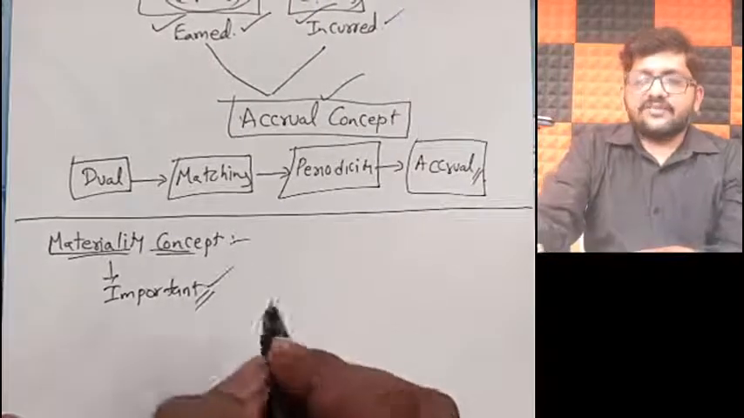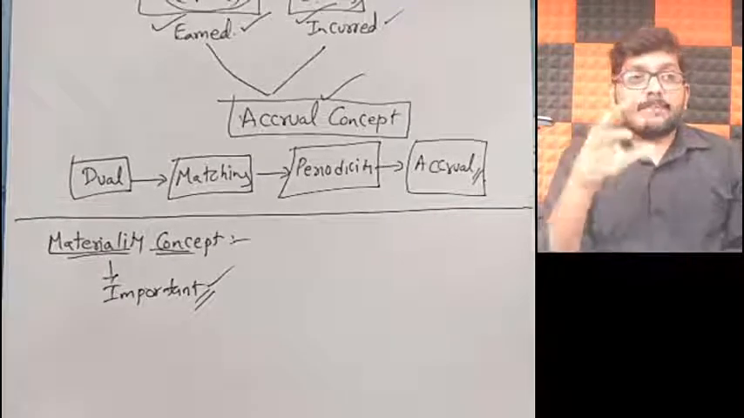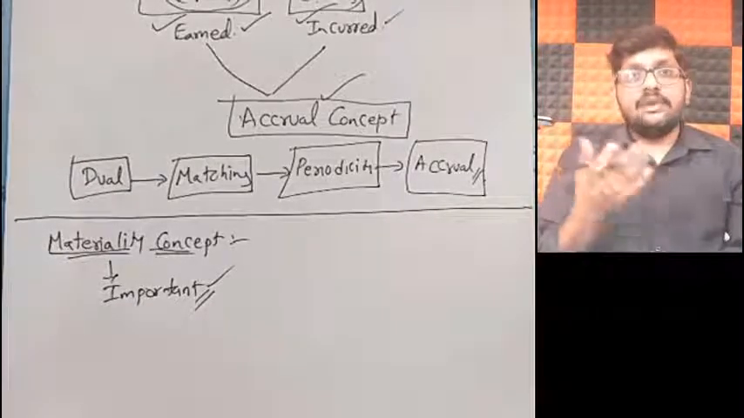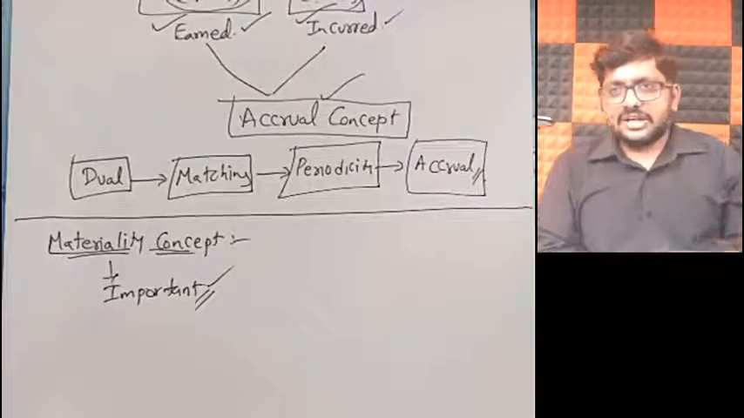But first of all, think about this importance. Importance differs from person to person, place to place, time to time. For example, friends, just try to understand. Let me give you my favorite example. Imagine today you go to your parents and ask, Dad, give me 10 rupees.